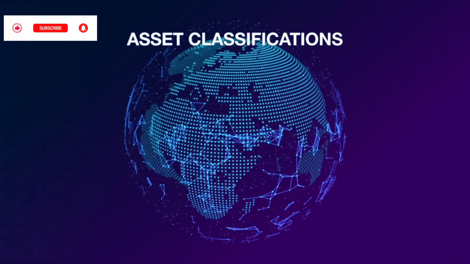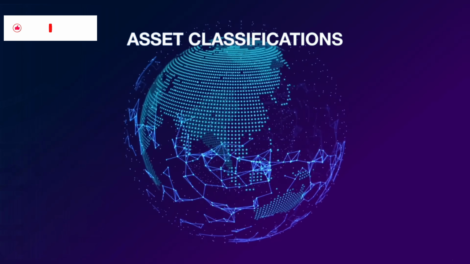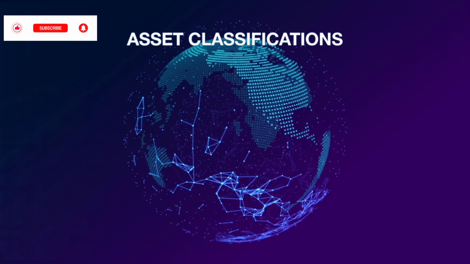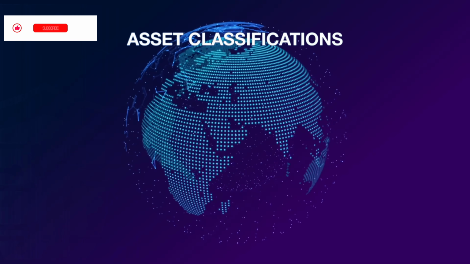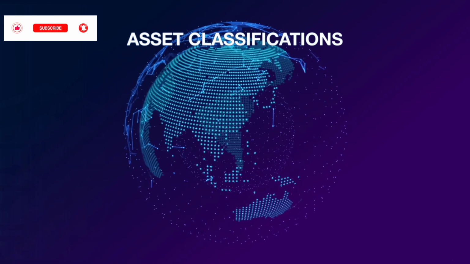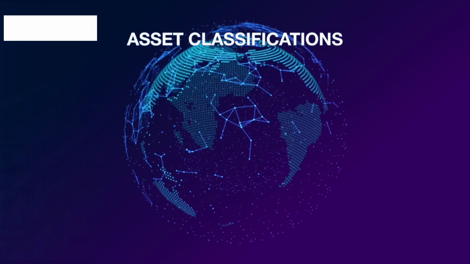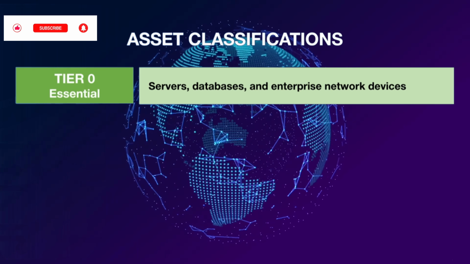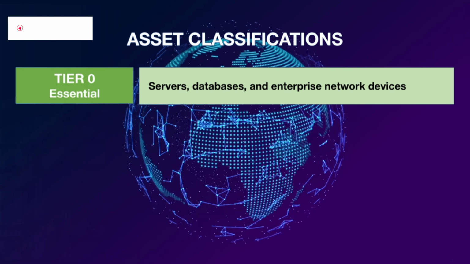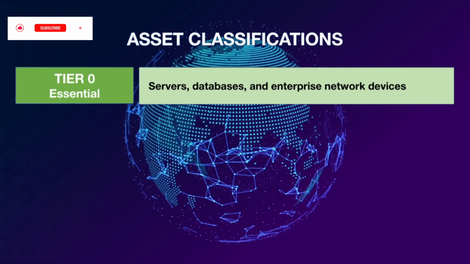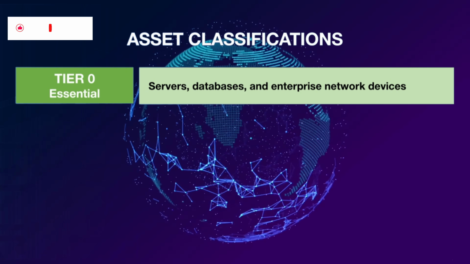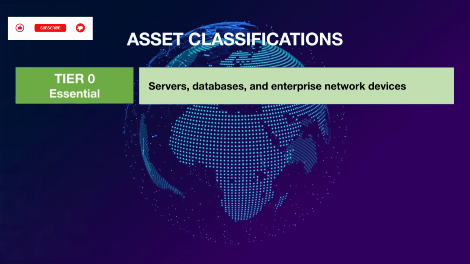Now, on the asset side of things, there's no data involved. So we can't really classify them as top secret, proprietary, that kind of stuff. So what we normally do is we use a tier system to classify the different assets so that we can understand the importance within the organization. Starting with our essential assets, these are the tier 0 assets. This is servers, databases, enterprise network devices.